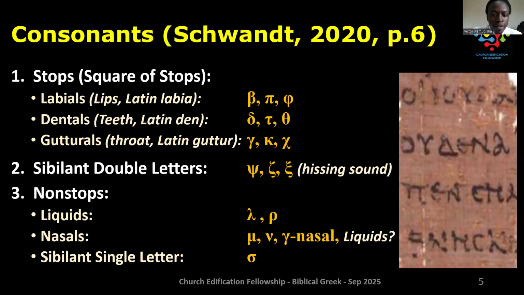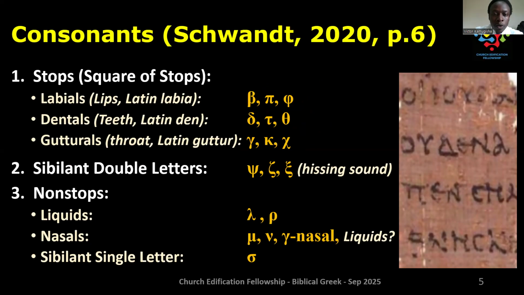So labials, we have beta, we have P, and we have phi. So you can see beta, P, the lips are involved. Then the dentals, we have delta, tau, and theta. Delta, tau, and theta. So the teeth kind of stop the tongue. And then the gutturals, you have the gamma, kappa, and the chi. Now, gamma, kappa, and the chi, you use the throat to pronounce them. Okay, so these are what we call stops.